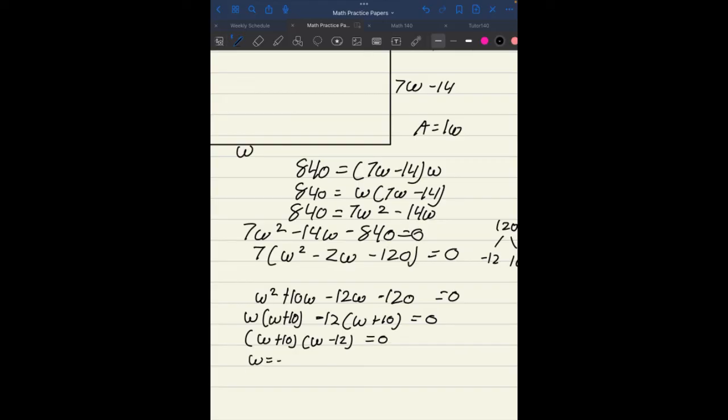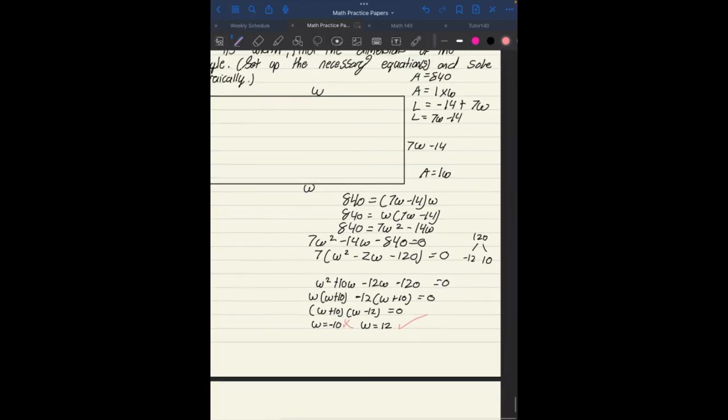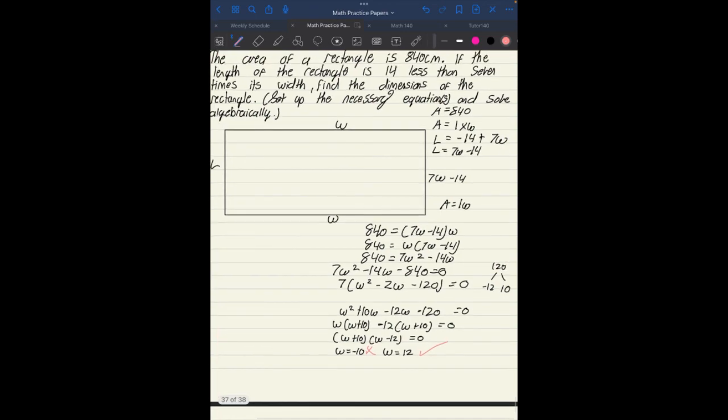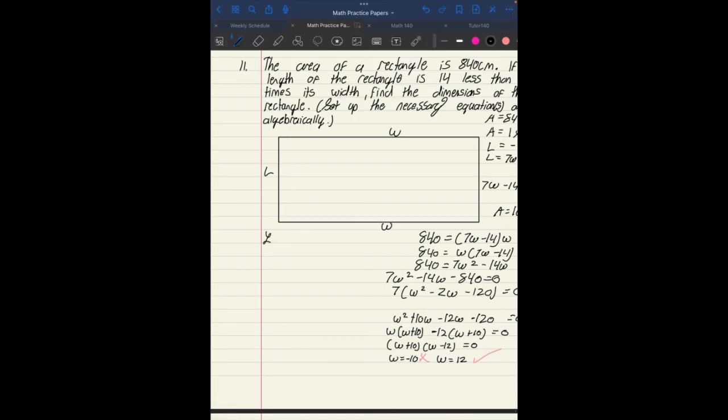Now we have w is equal to negative 10 and w is equal to positive 12. Now for this problem, we aren't looking at the negative value. We're just looking at the positive value. So w is equal to 12, right? Now to check this, remember our length is 7w minus 14. So let's find our length. Length is equal to 7w minus 14. So 7 times 12 minus 14. So let's see. 7 times 12 is 84 minus 14. That's equal to 70, right?